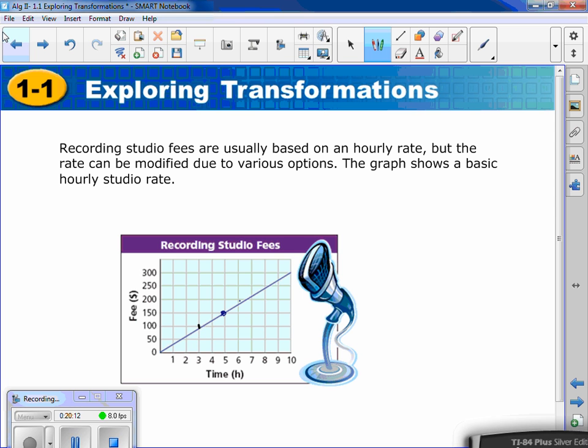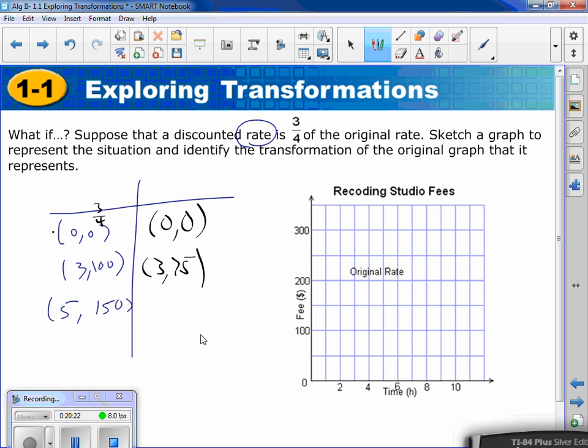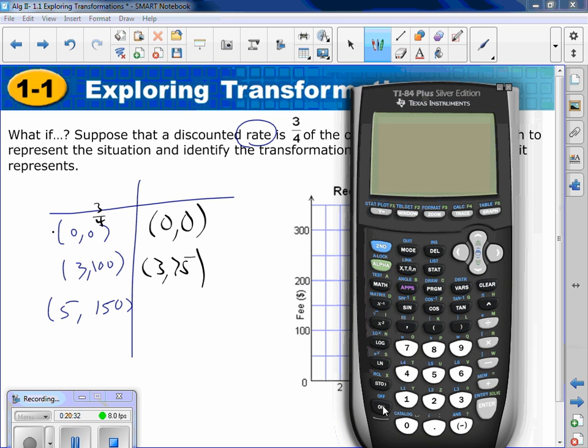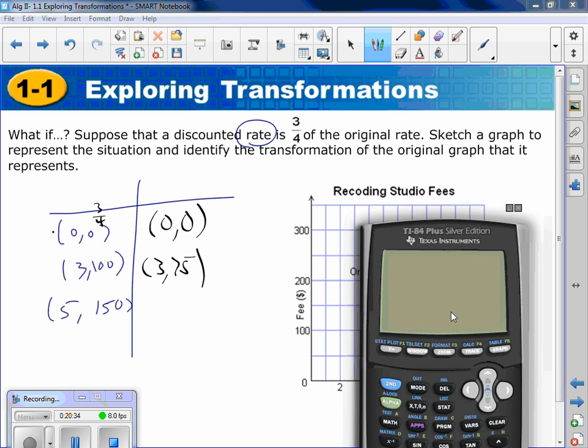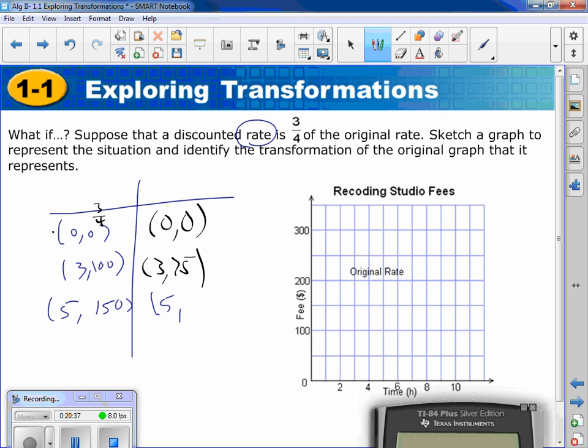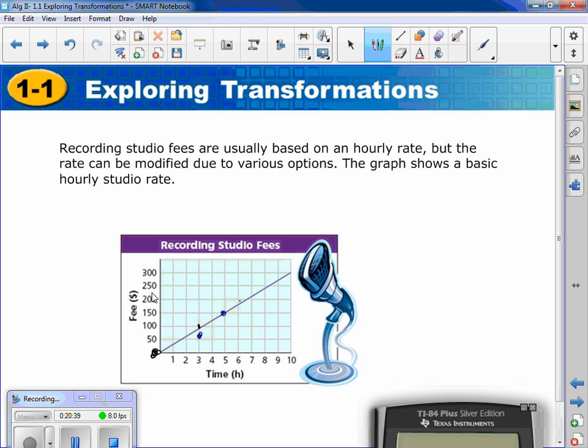I'll use this graph. (0, 0), board's not aligned. 3 is now 75. What's 3/4 times 150? What is it? 112.5. So 5 is 112.5, it's right about there-ish. Take and draw your line.